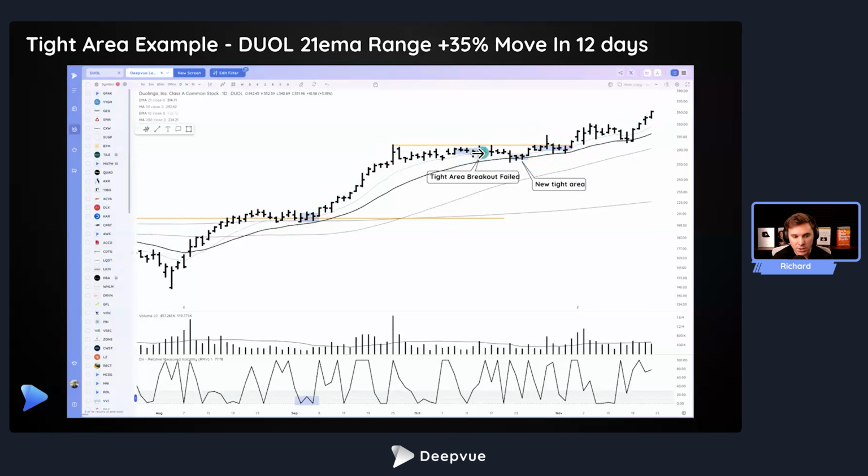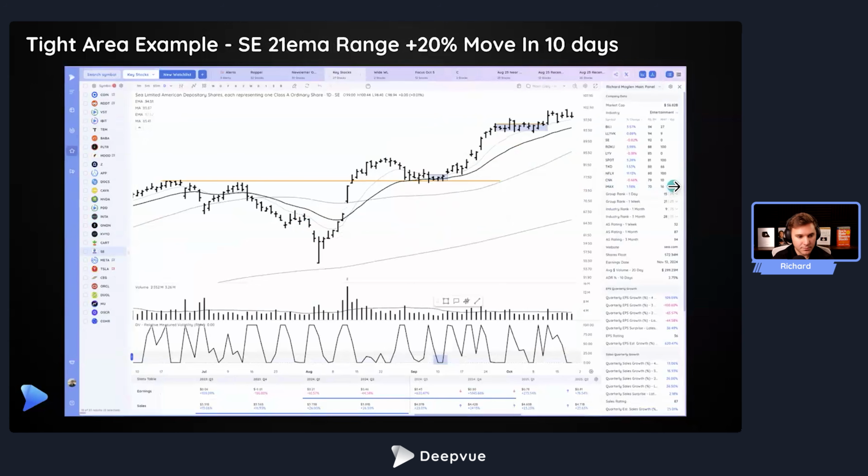So if there's a tight area that forms and it doesn't work, don't take the stock off your watch list. Keep it focused. If it resets and forms another tight area, it can be actionable and one that you focus on again if the story is still good, if the overall context is still valid, of course.